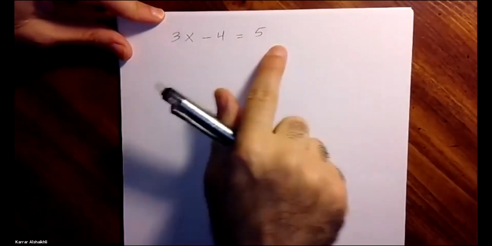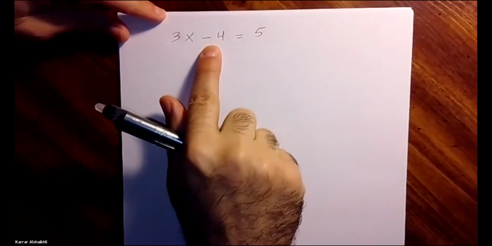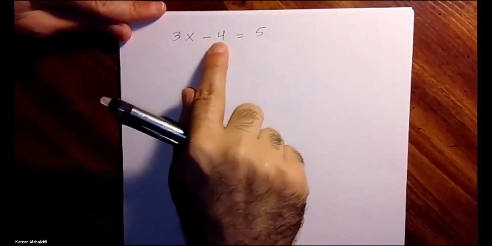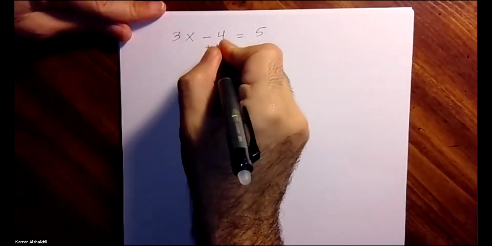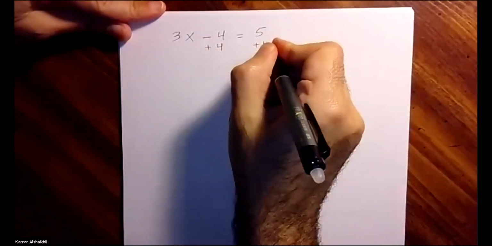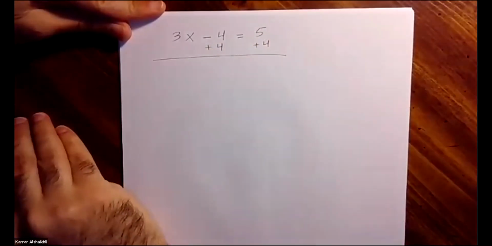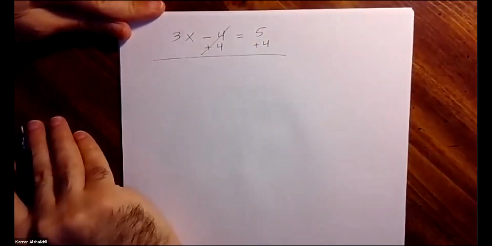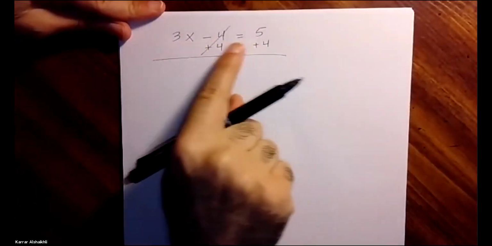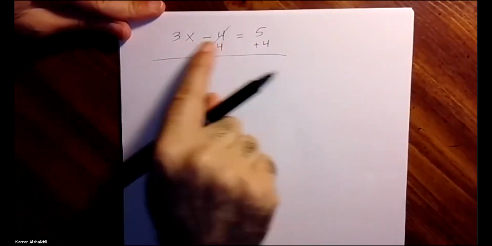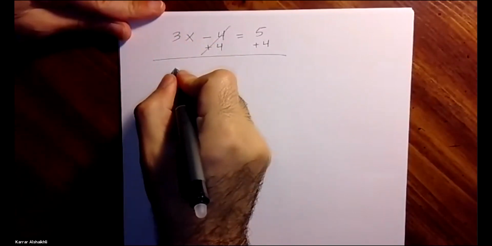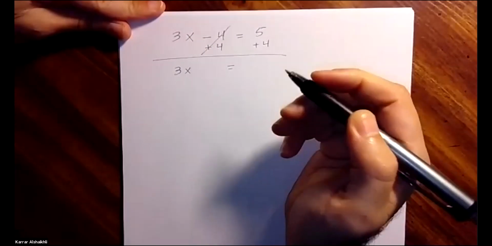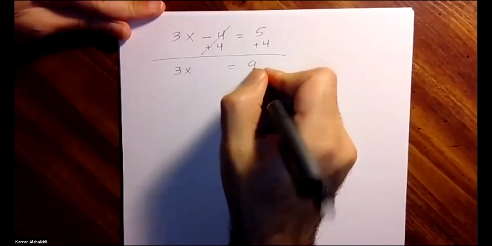Where is the number by itself? -4. I need to move -4 because it's by itself to the right side. It's -4, so I'm going to add 4. -4 plus 4 is going to be 0. The leftover from the left side is just the 3x. Equal 5 plus 4 is going to be 9.